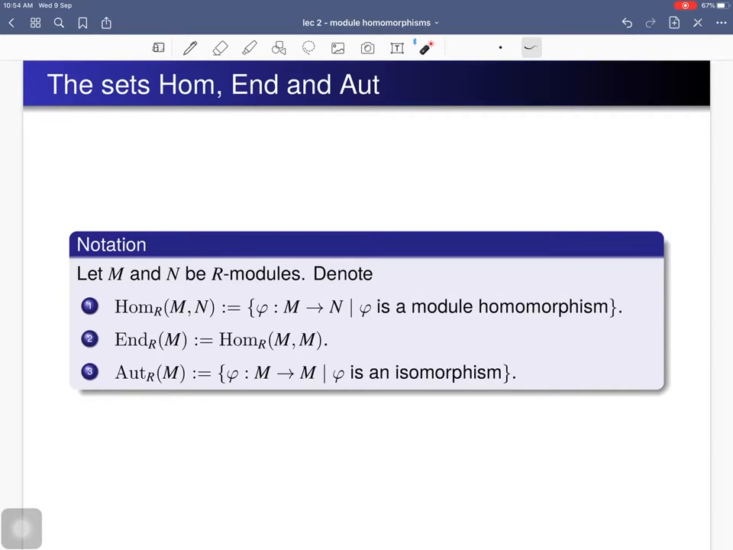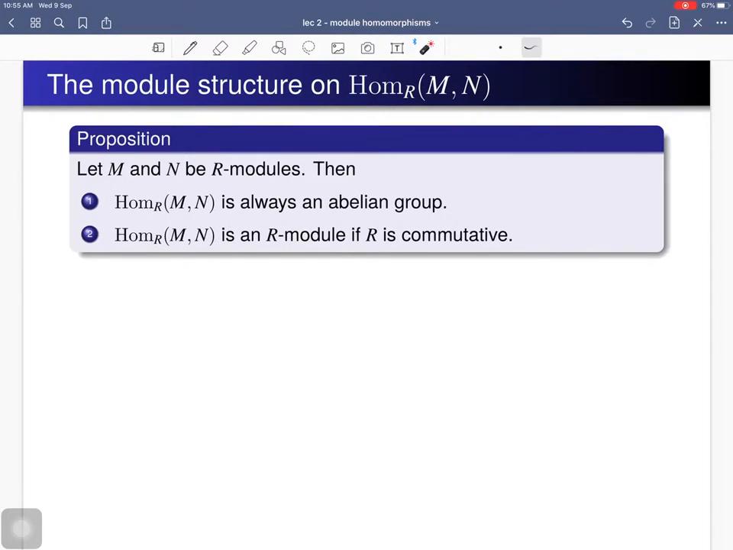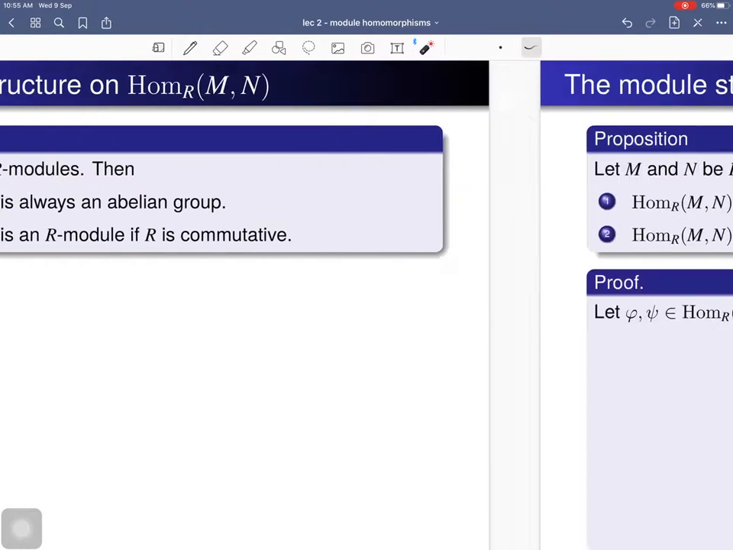Next we see what structures we can give on these sets. So the first one is that you consider Hom of M comma N, then this proposition says that Hom of M comma N is always an abelian group. Okay. So abelian group means we can have an operation, and with respect to that operation it is an abelian group. And the second statement says that it is in fact an R module if your base ring is commutative. So let us prove this proposition.